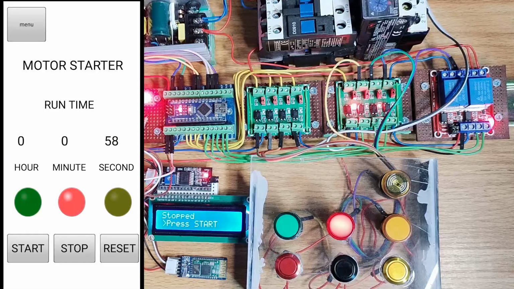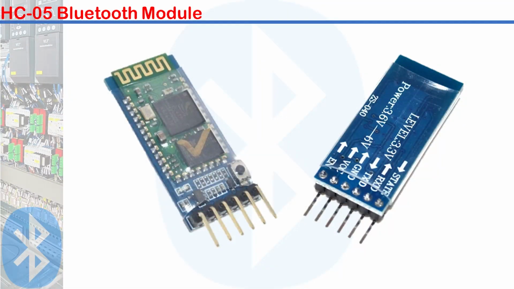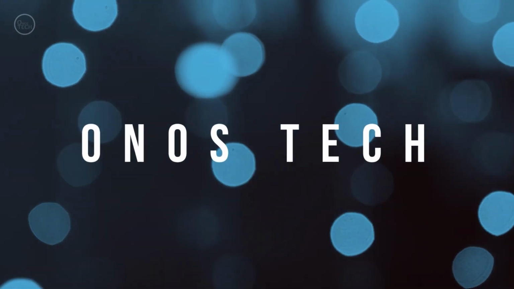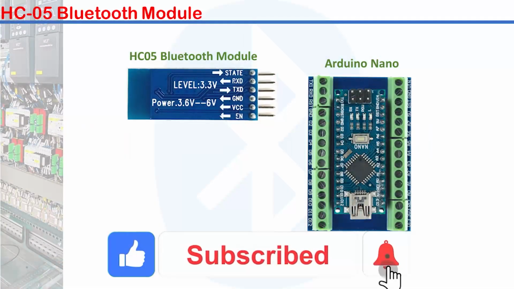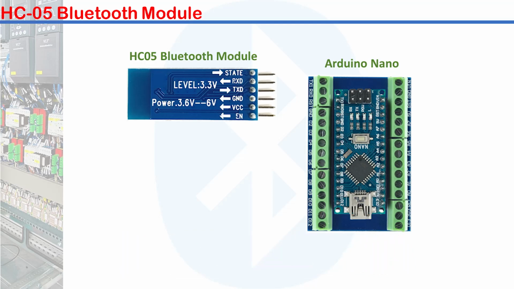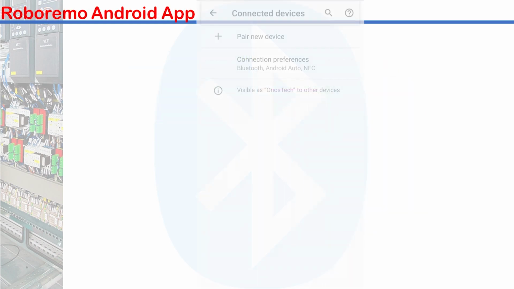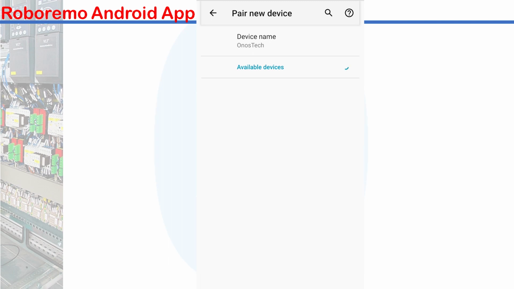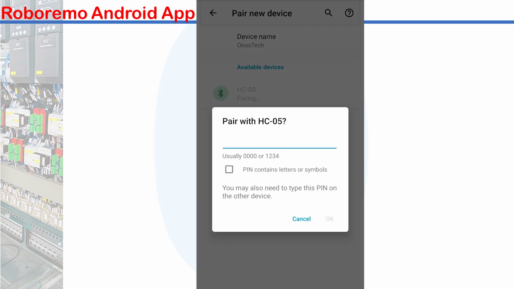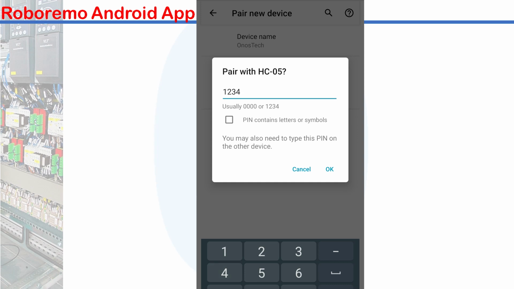Remotely operating the Arduino PLC with mobile phone Bluetooth app connectivity can be achieved with the HC05 Bluetooth module. The HC05 VCC and GND are connected to that of the Arduino Nano. The HC05 TX pin connects to the RX pin of the Arduino Nano, and its RX pin connects to the TX pin of the Nano. Pair the mobile phone with the HC05 module using the default password of 0000 or 1234.